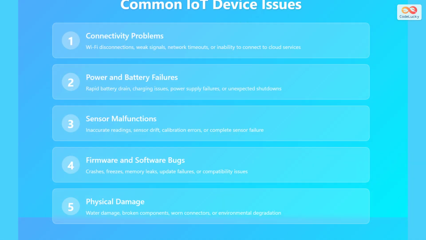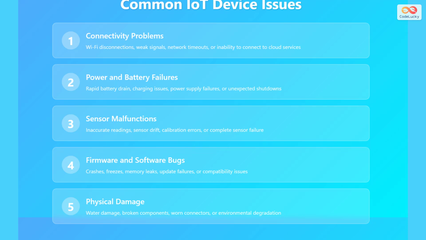IoT devices face several common issues that field technicians must be prepared to handle. Connectivity problems are among the most frequent, including Wi-Fi disconnections, weak signals, network timeouts, or failures to connect to cloud services. Power and battery failures manifest as rapid battery drain, charging issues, power supply failures, or unexpected shutdowns.